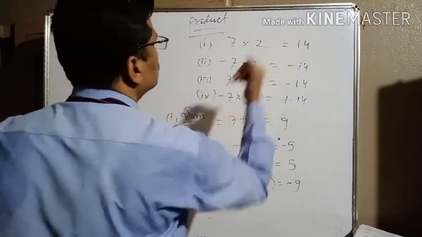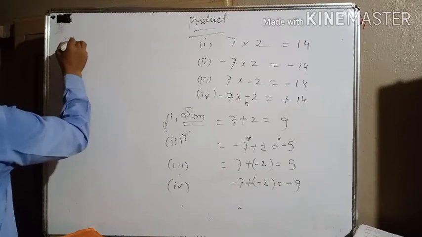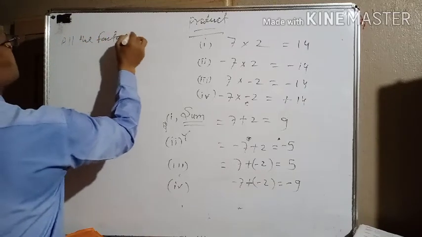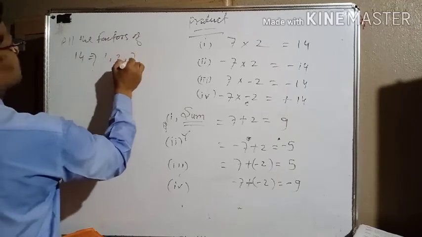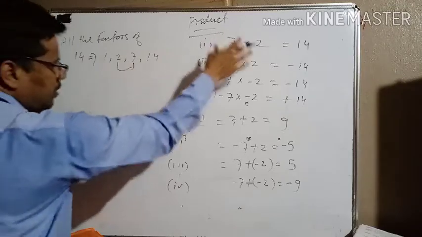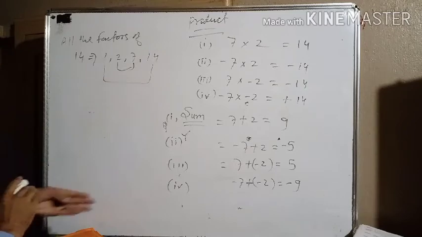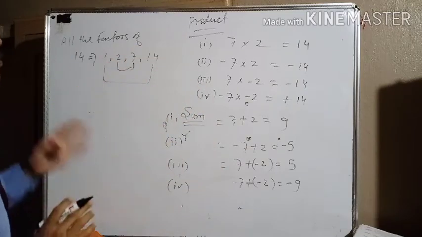Another two factors also you can take. Another factor of 14. Suppose I am writing all the factors of 14: 1, 2, 7, 14. These are all the factors. I have taken this 2 and 7 and I framed this question. You can take this 14 and 1 also and frame the question like this, with 4 conditions.